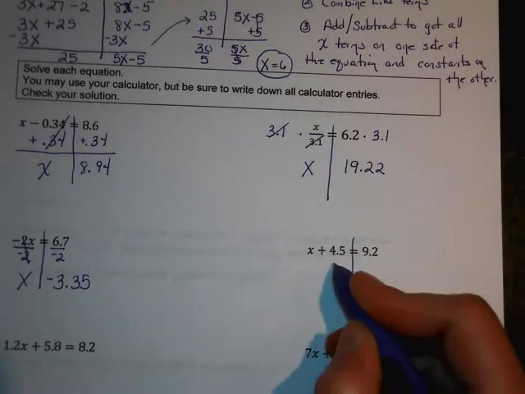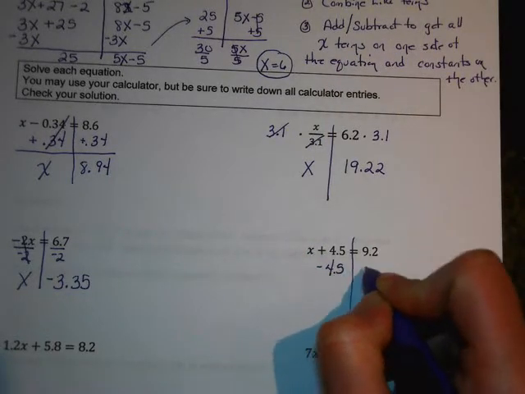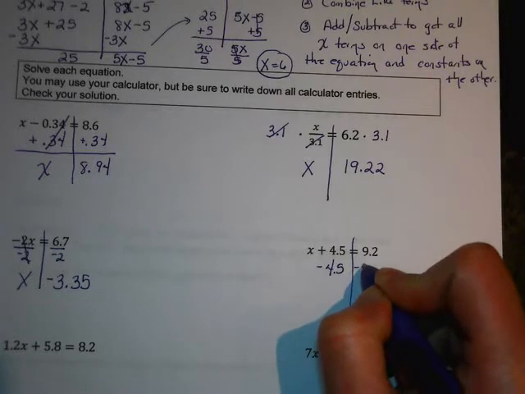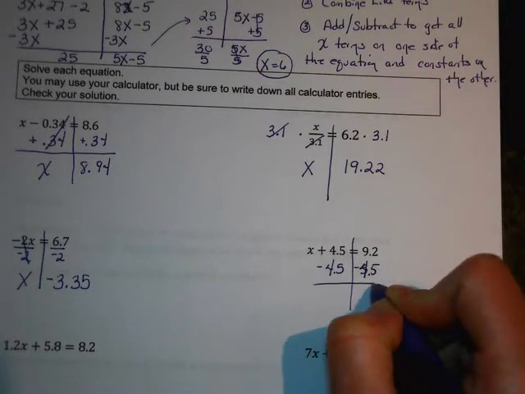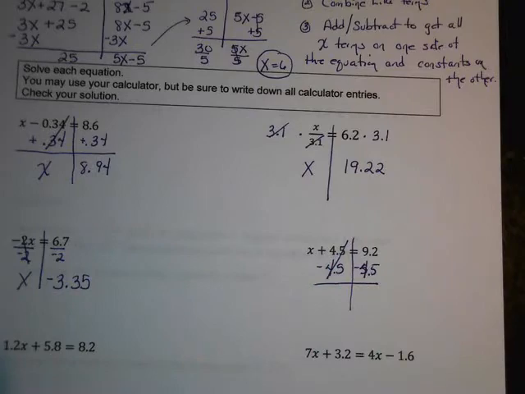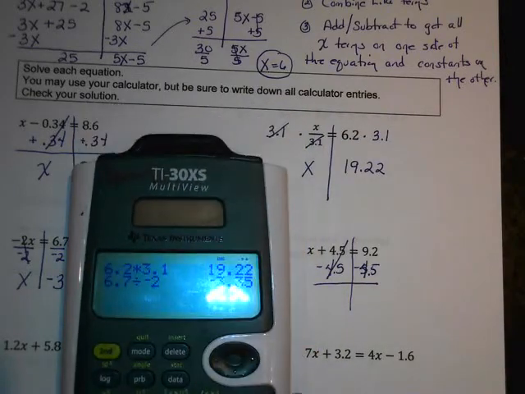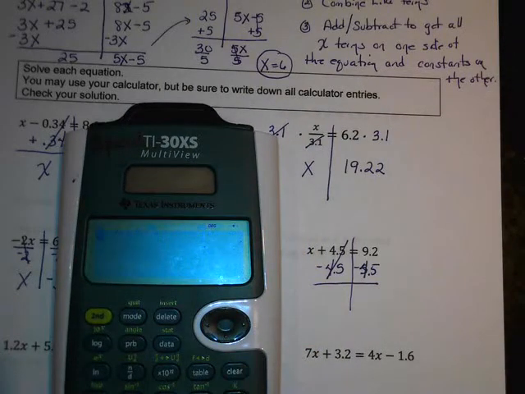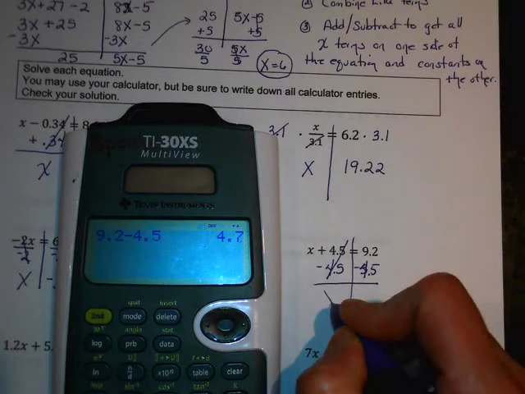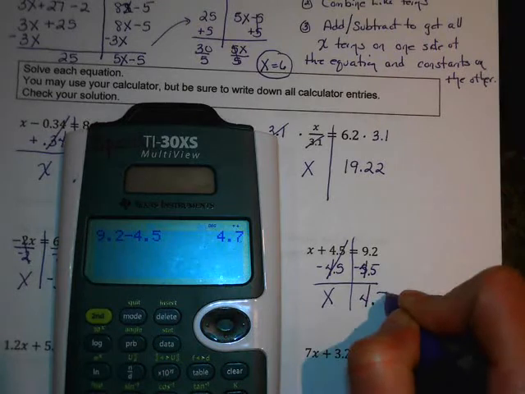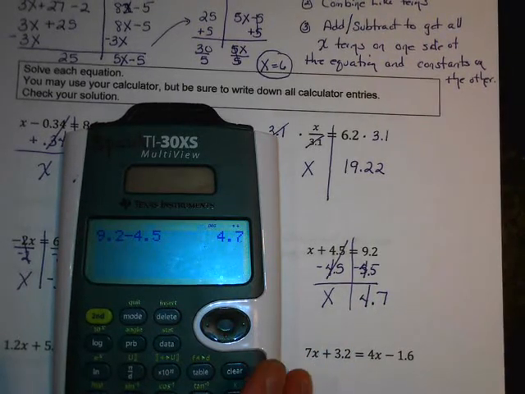Okay, to undo adding, we subtract. And we're just going to pull out our calculator. So 9 and 2/10 minus 4.5. Looks like 4.7 or 4 and 7/10.